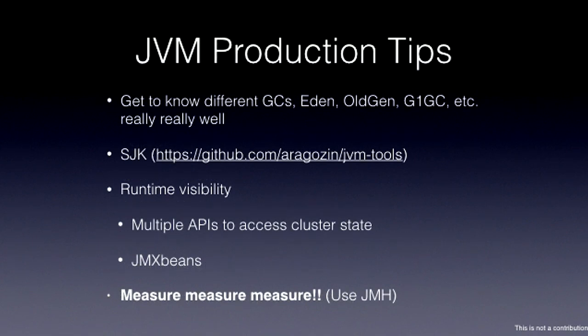And just to go over this really quickly, it's really good to get to know your GCs really, really well. I'll point out one tool that we like a lot, called SJK, which stands for Swiss Java Knife. It lets you gather all sorts of stuff, from heaps to CPU analysis to thread allocations, for production systems.